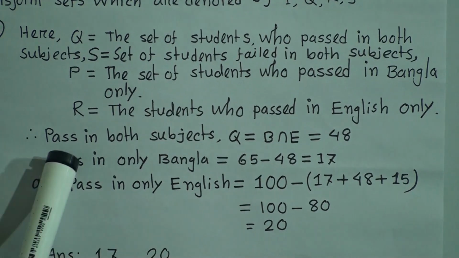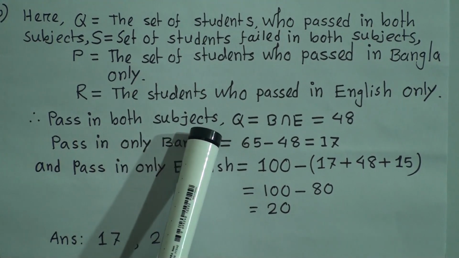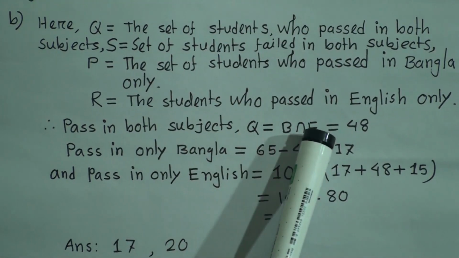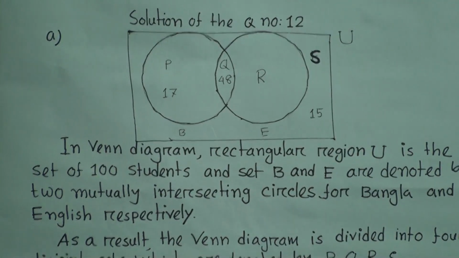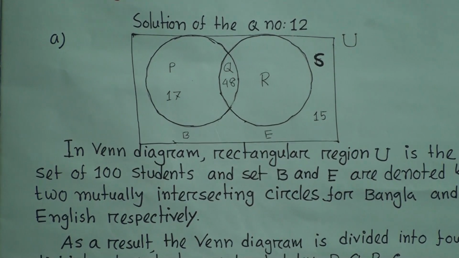Now the question: pass in both subjects. Q equal to B intersection E, that means the common set. Student, please look.